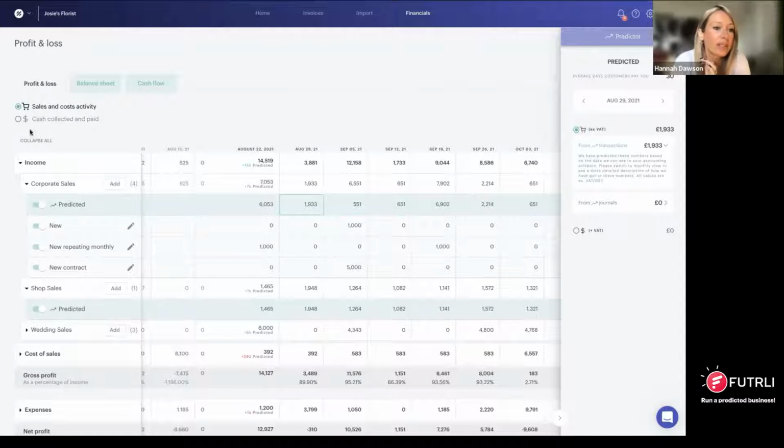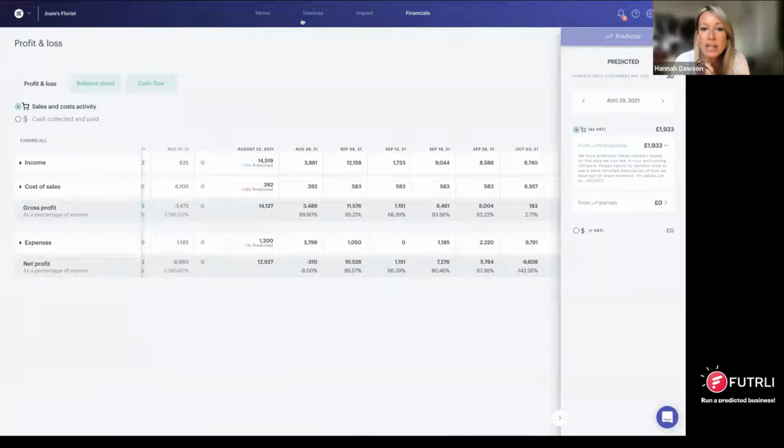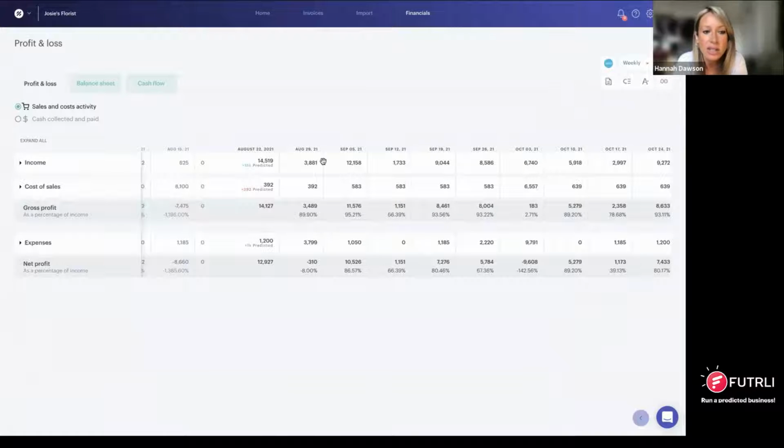So let's have a look at the financial section over here. Top navigation, it's right there, and you'll see the three core reports that are going to be required for investors, for funding, for you to really understand not just your cash flow, but your predicted profits, your predicted sales, your predicted expenditure. So let's dive in.